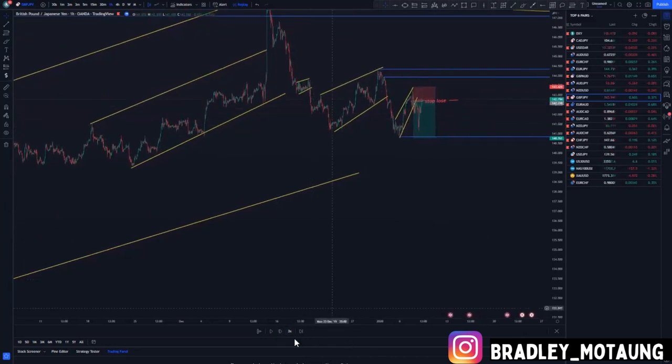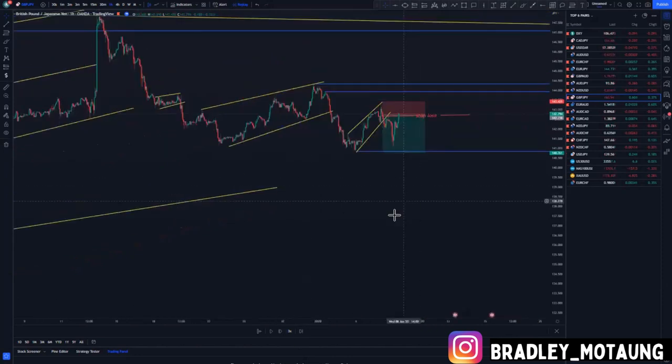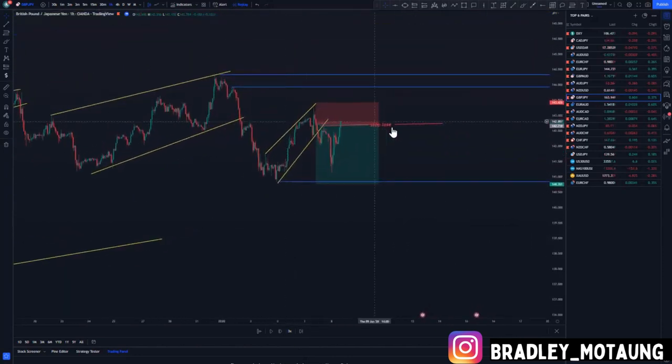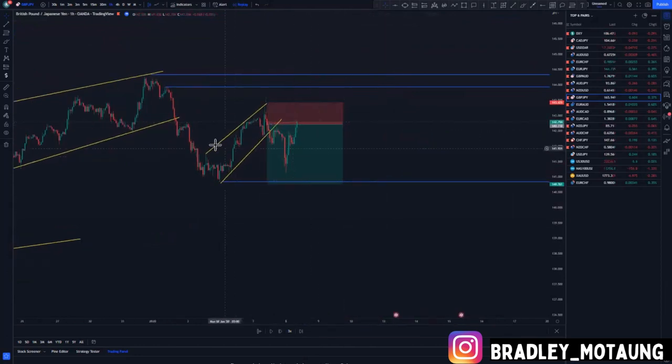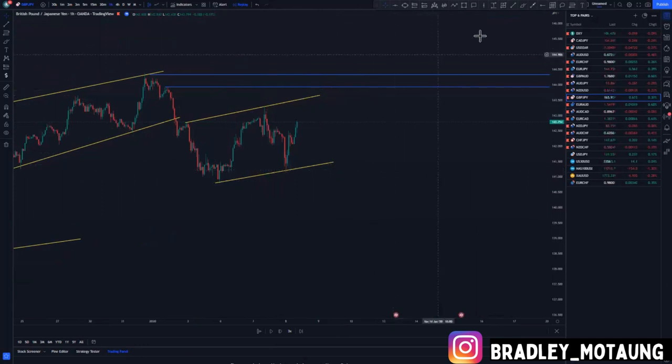So we hit a break even. So we didn't lose anything, we didn't gain anything from this trade. So what we do now is we just look for another entry. So you can evolve the structure like this. I'm evolving the structure. So we remove this one and this one.